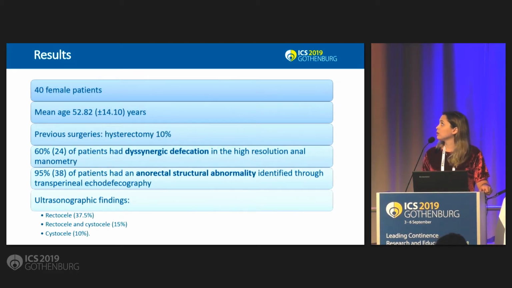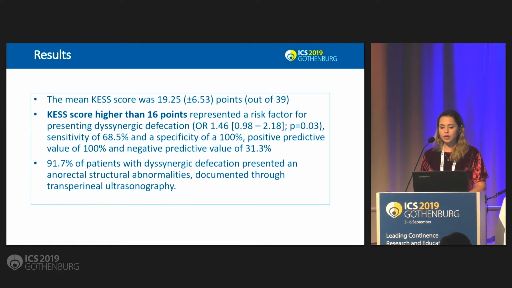As the results of our study, we had 40 female patients. The mean age was 52 years. 10% of our patients had a history of hysterectomy, and 60% of all patients analyzed had dyssynergic defecation in the high-resolution anal manometry. 95% of the patients had an anorectal structural abnormality in the transperineal defecography. The main abnormalities were rectocele in 37%, rectocele and cystocele in 15%, and cystocele in 10%.